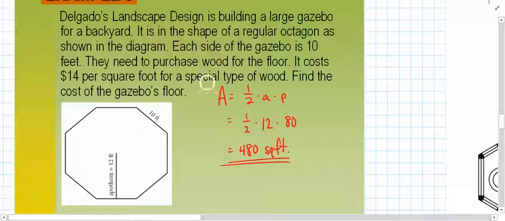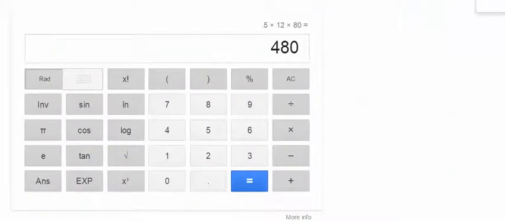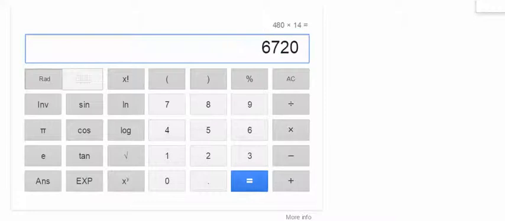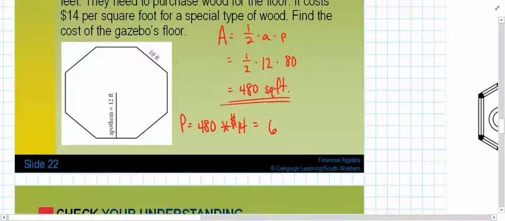Now, if we need to purchase wood that costs $14 per square foot, then the price would have to be 480 square feet times $14 per square foot, and 480 times 14 is $6,720. $6,720 just for the flooring of this very special gazebo.